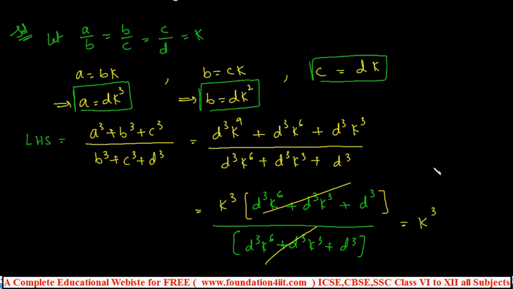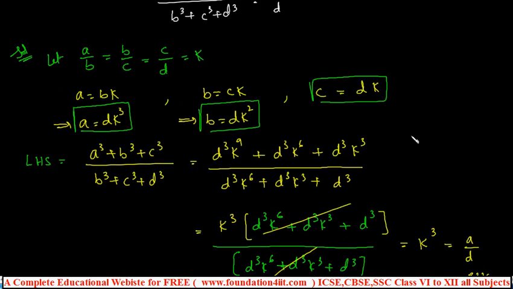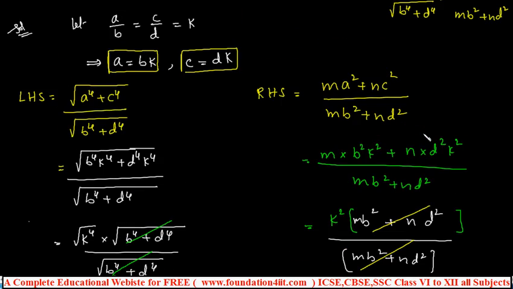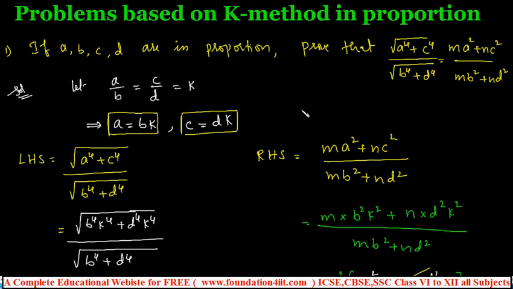So we need to prove that it is A by D. If you observe K cube from the first one, A is equal to DK cube, so K cube is equal to A by D. Directly we got that RHS. Or else take RHS again and apply, and anyway we will get the same K cube. This is the way we can prove the problems when there is continued proportion in this method. According to the question, we should take the step. This is for proportion, so these are the problems based on the K method. Let us see now some more properties on proportion, and we'll see some problems based on this proportion and componendo-dividendo rules also.